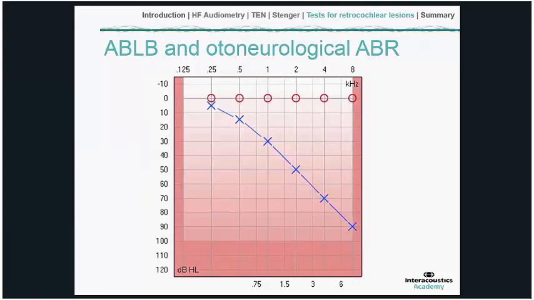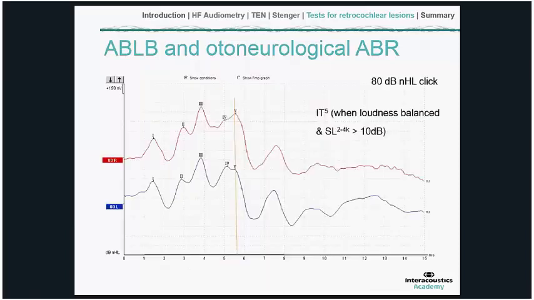And so what I'd like to do is just relate the ABLB to the otoneurological ABR in determining whether or not there might be a retrocochlear lesion to explain this audiogram. So normally, one of the tests that we do with the otoneurological ABR is an interaural latency comparison, so the timing of the wave 5 in the suspect ear compared with the non-suspect ear. And typically it would be to a high intensity click, maybe an 80 dB NHL click sound.